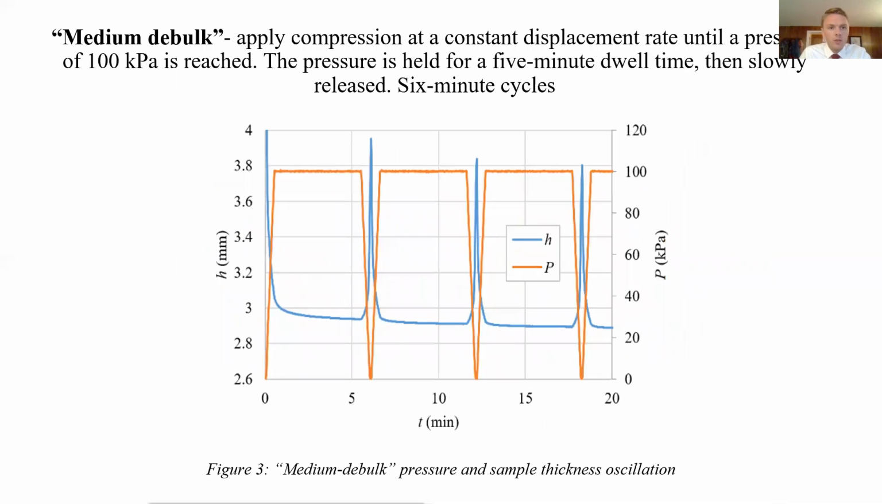Next, we want to introduce the medium debulk. The medium debulk was the application of 100 kilopascals at a constant, somewhat slower displacement rate and then a dwell time of 5 minutes, and then a slow release of pressure. The cycle time for this technique was 6 minutes.